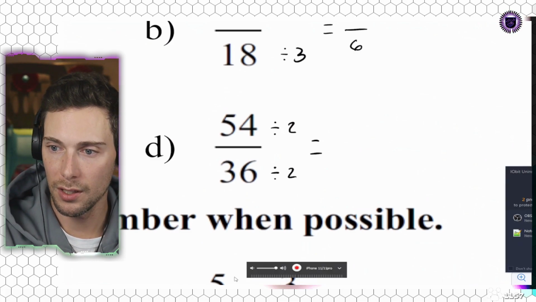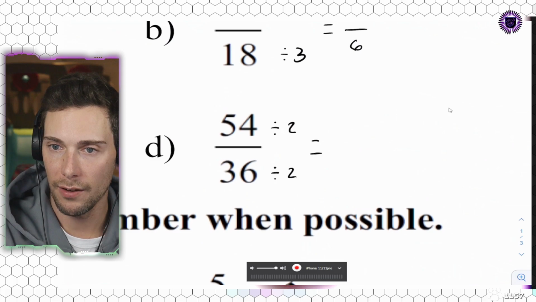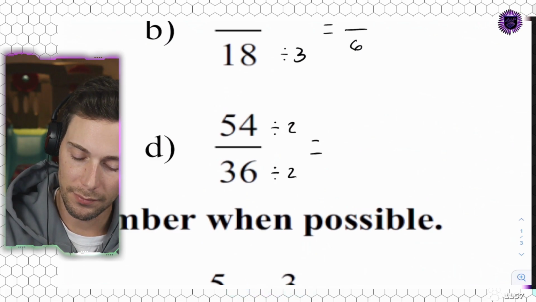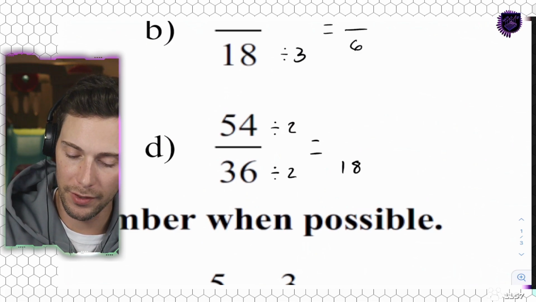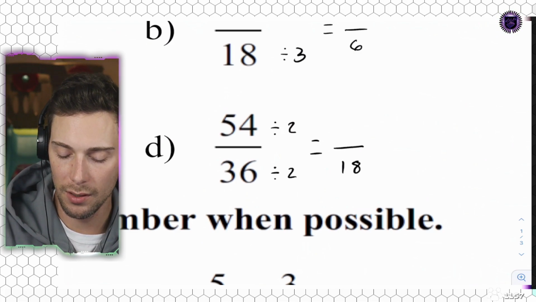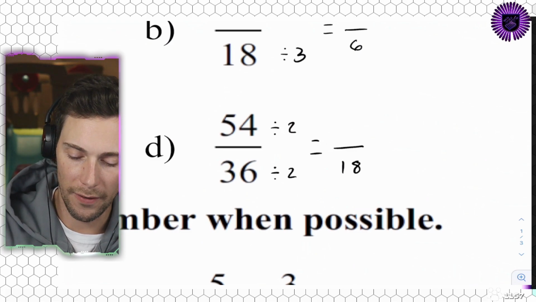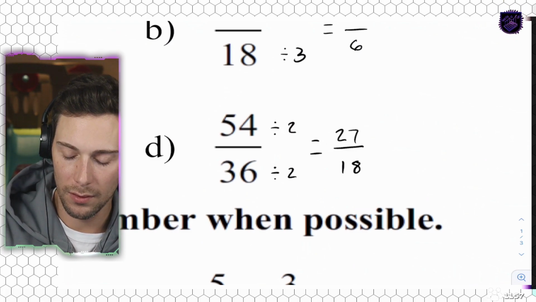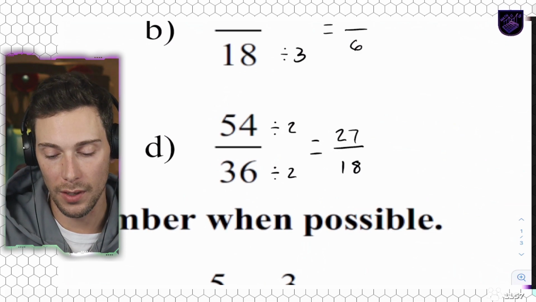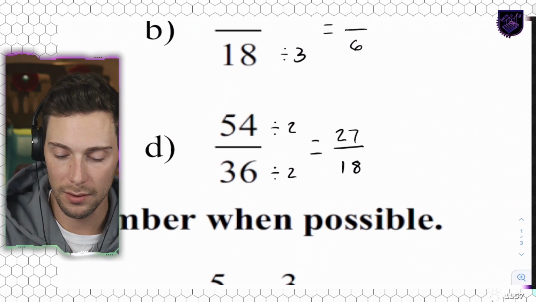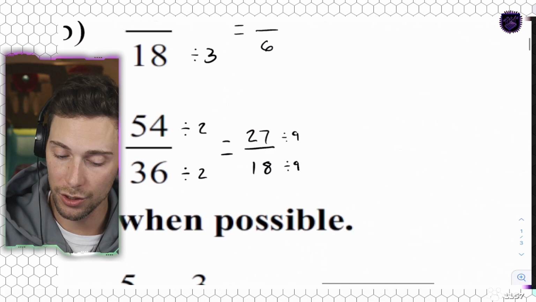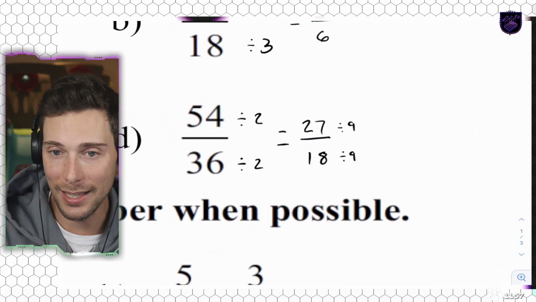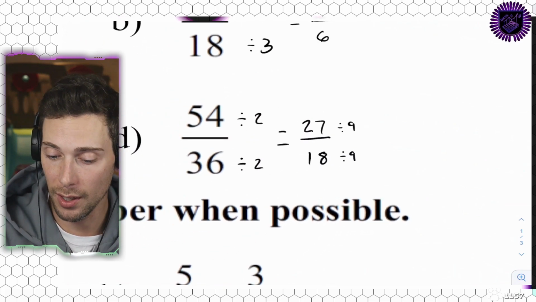This will create an equivalent fraction. Half of 36 is going to be 18. Then half of 54 is going to be 27. Okay, so now I see they both go by 9. So now I'll divide by 9, which is probably what I should have started with, but I didn't see that relationship right away, so that's okay.